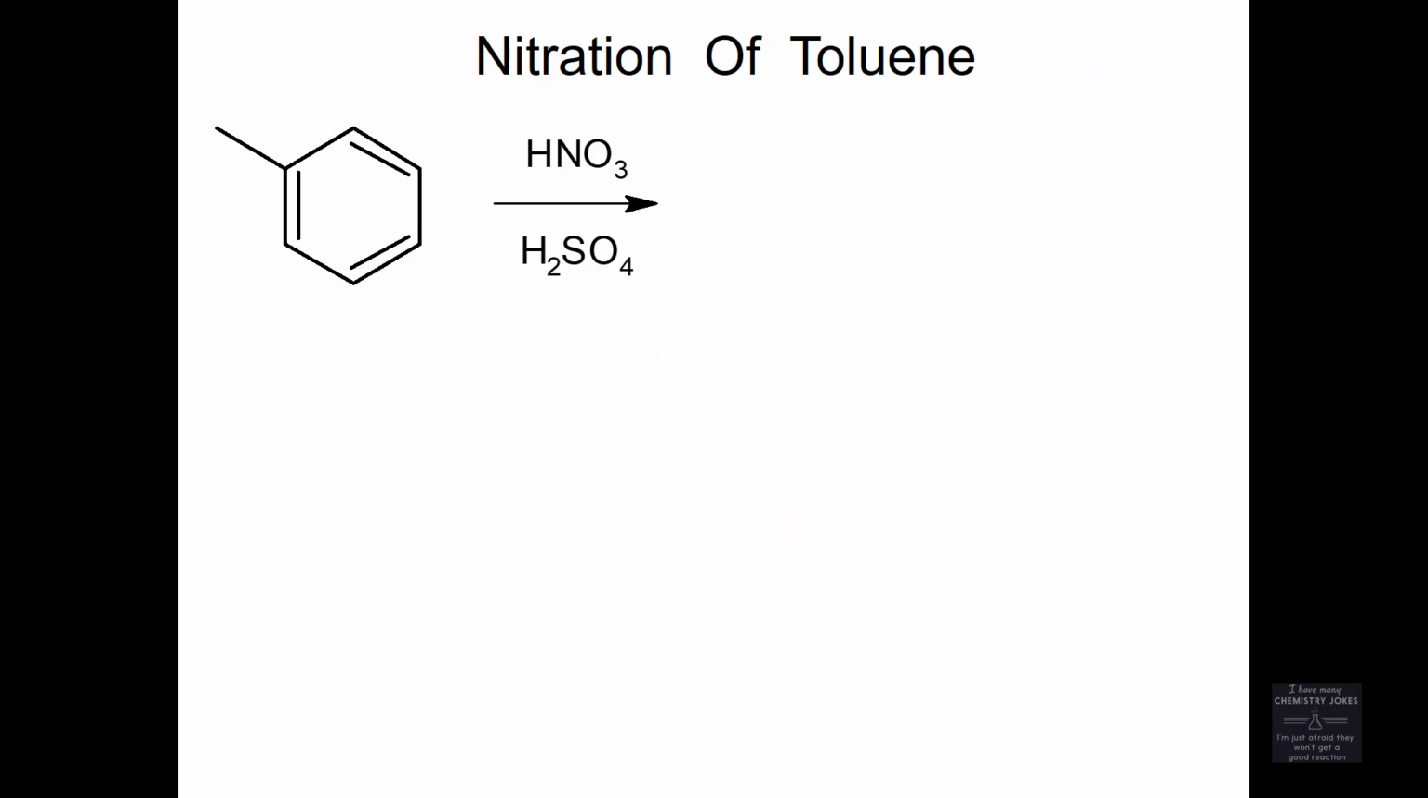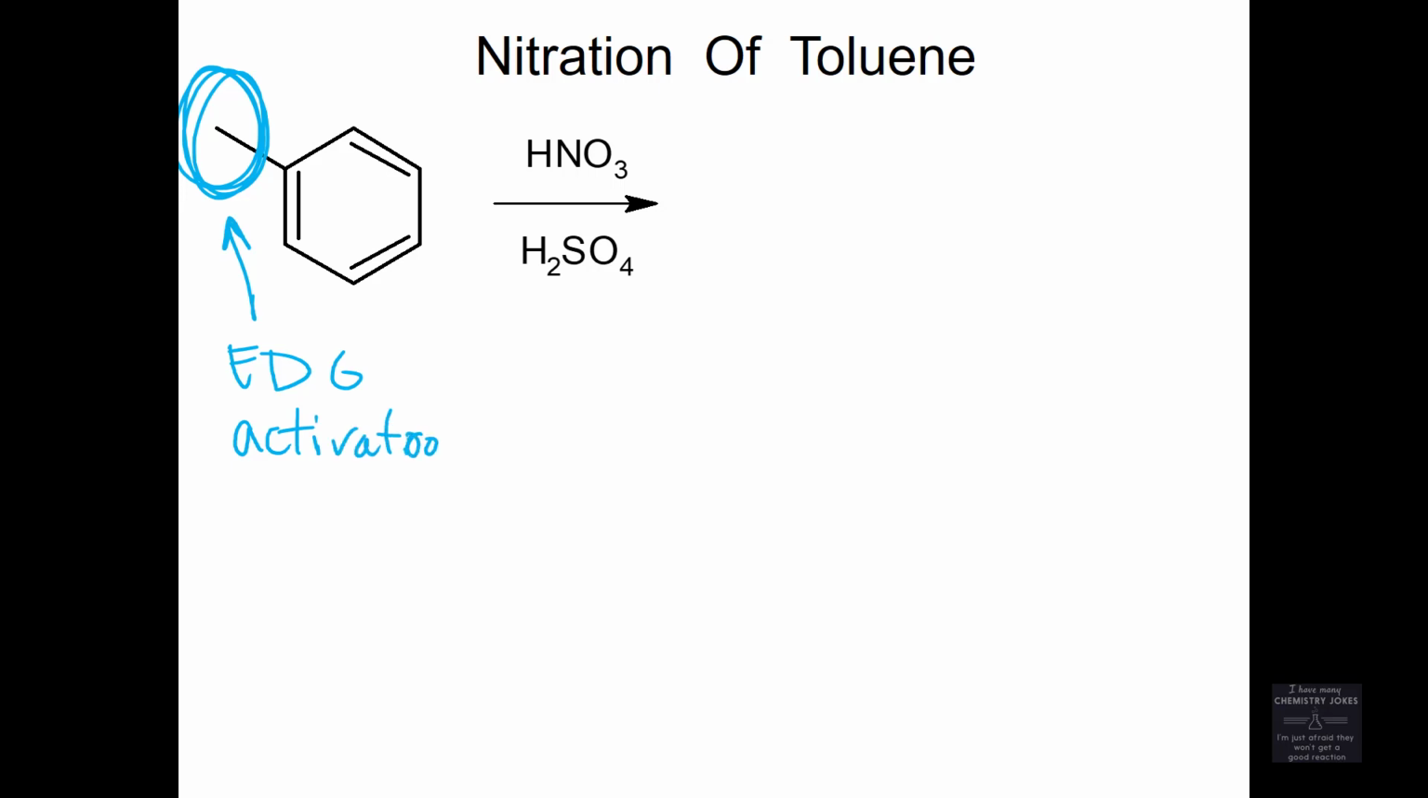What we should start to get in the habit of is look at the group that is on the benzene and ask yourself, is that an electron donating group or an electron withdrawing group? We're going to say this is an electron donating group. Because it's an electron donating group, that means it's an activator.